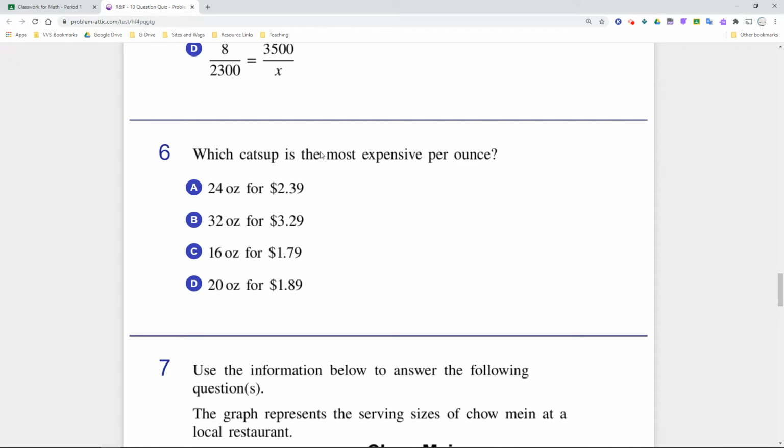Number 6, which ketchup is the most expensive per ounce? A, 24 ounces for $2.39. Choice B, 32 ounces for $3.29. Choice C, 16 ounces for $1.79. Or choice D, 20 ounces for $1.89. And remember what we're looking for. Which catsup is the most expensive per ounce?